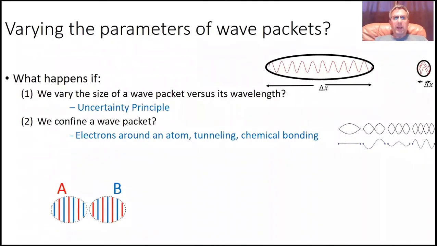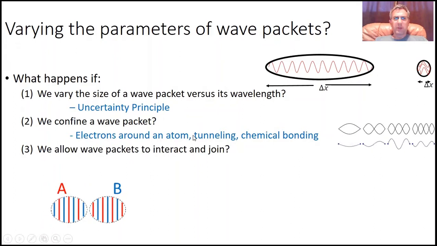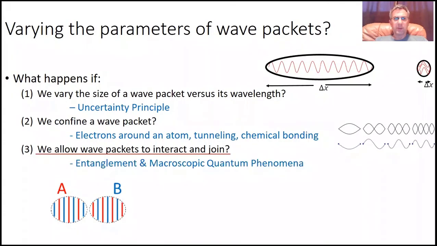Anyways, in the previous episodes, I've talked about varying the size of the wave packet versus its wavelength, and that gives us the uncertainty principle. And then I talked about confining wave packets, and that gives us electrons around the atom. In this episode, I want to talk about allowing wave packets to interact and sort of join into one thing. And this is going to be dealing with entanglement and macroscopic quantum phenomena.